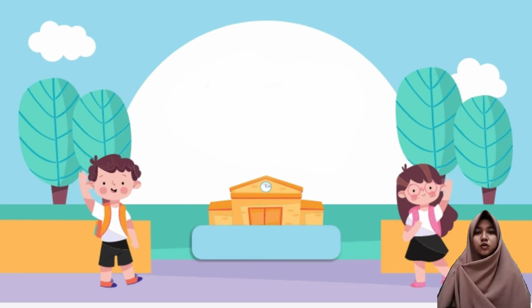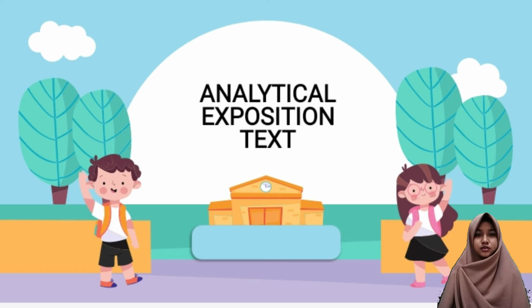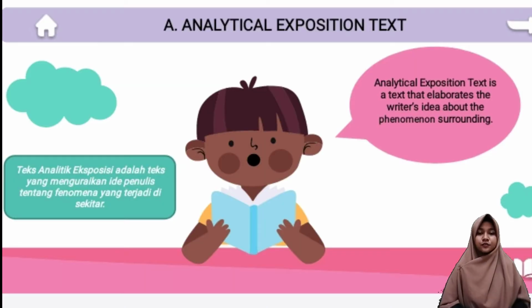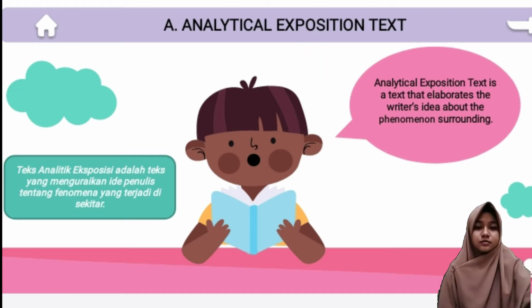Actually, nowadays all people around the world have a pandemic, right? So it is called analytical exposition text. So the definition of analytical exposition text is a text that elaborates the writer's idea about the phenomenon surrounding.